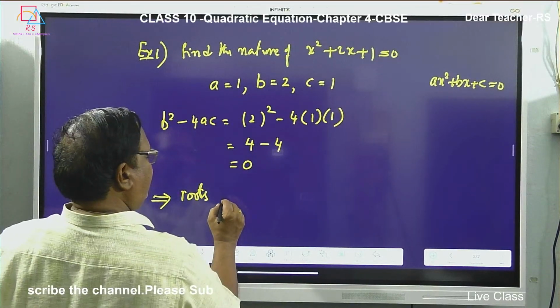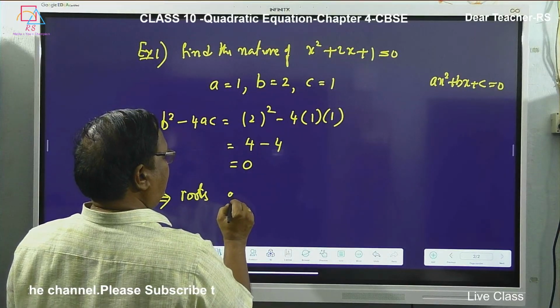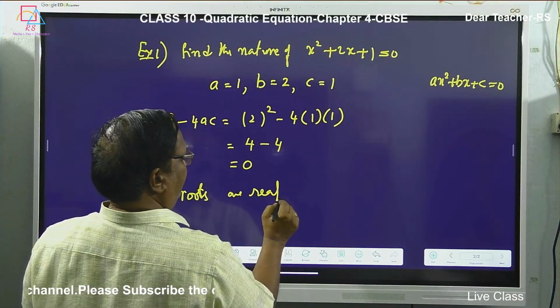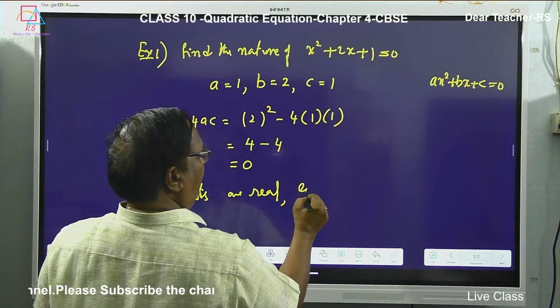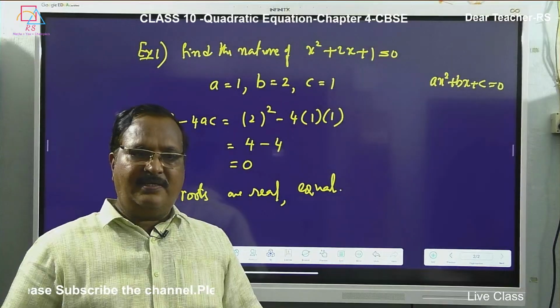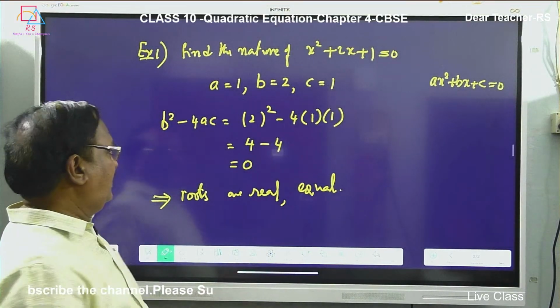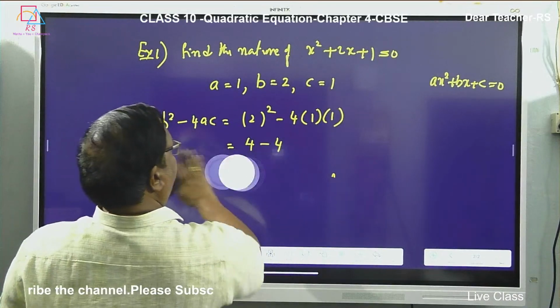So because it is greater than or equal to 0, roots are real. Because it is 0, equal. Roots are real and equal. Let us go to another question.